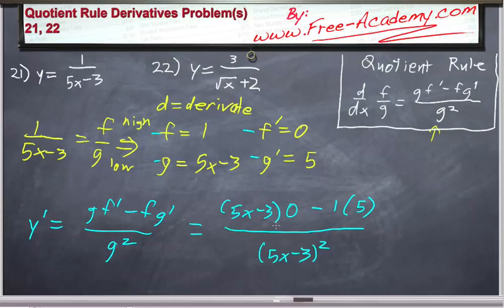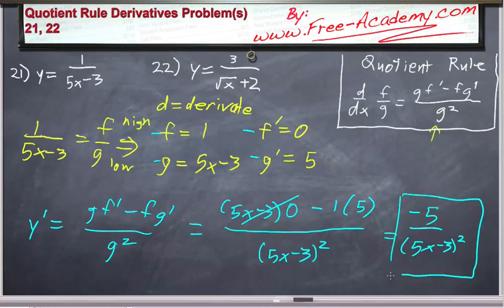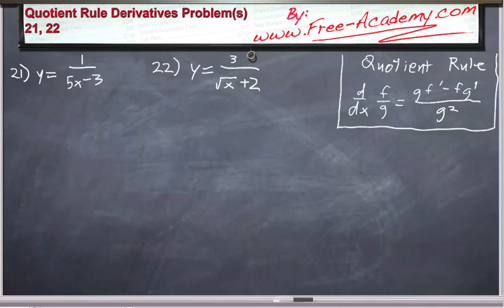0 times 5x to the negative 3 is equal to 0. 1 times the derivative of g gives the negative term, so this is going to be the result divided by 5x to the minus 3 squared. The procedure is relatively simple. Assign something as f, something as g, find the derivatives of f and g, and then plug everything into the formula, and you have the derivative using the quotient rule.